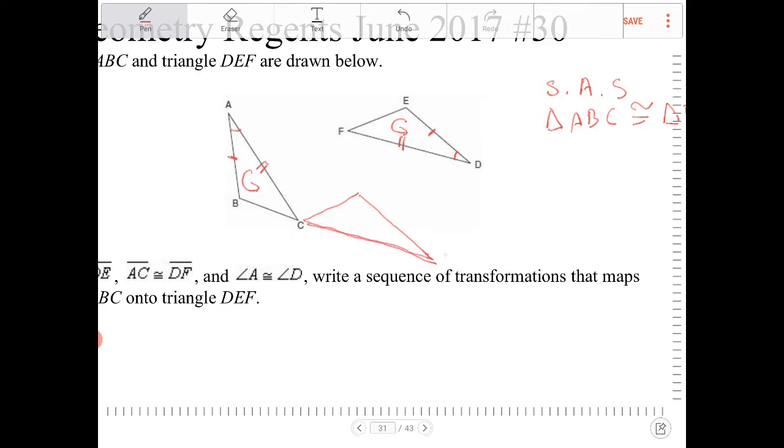So this is again A, B, C. AB should be drawn in such a way that it's parallel to DE, BC should be parallel to EF, and CA should be parallel to FD. These sides are supposed to be corresponding, and this angle is supposed to correspond to that one. After we perform this rotation, then we're going to translate this. We're going to move it some direction to the left or right, and then some direction up.